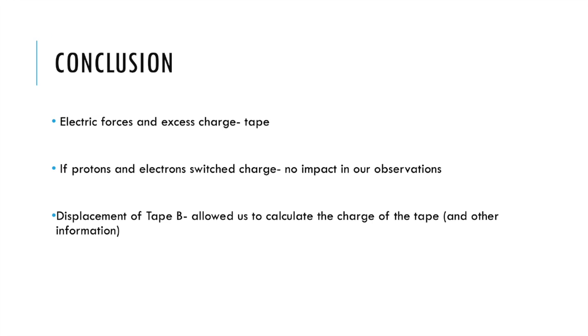Conclusion. So in the experiment, we discussed electric forces and excess charge with the use of tape, which allowed us to visualize these concepts. And then from the questions, if the protons and electrons switch charge, there will be no impact in our observations. And the displacement of tape B allowed us to calculate the charge on the tape. And also we had to get other information. But this allowed us to also see that the tape has a positive charge.